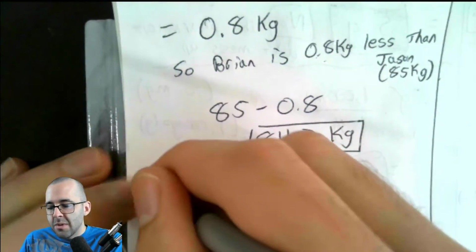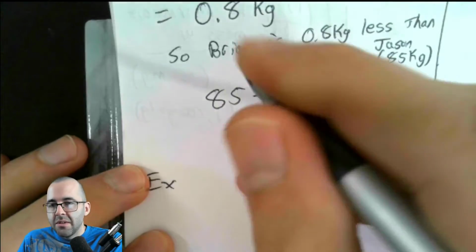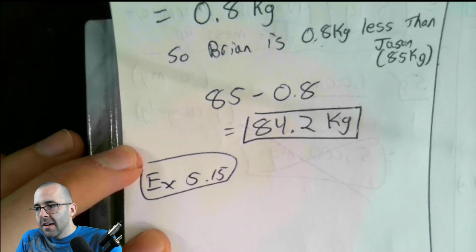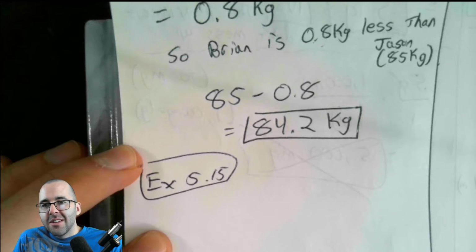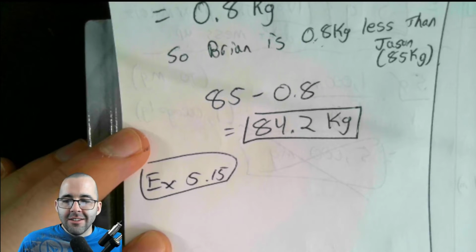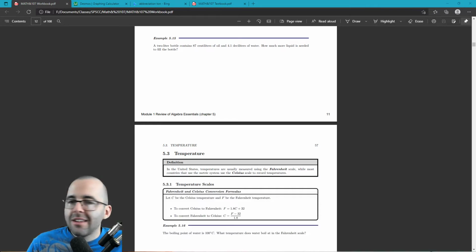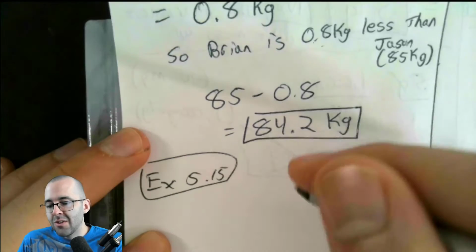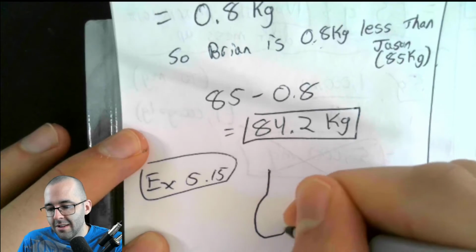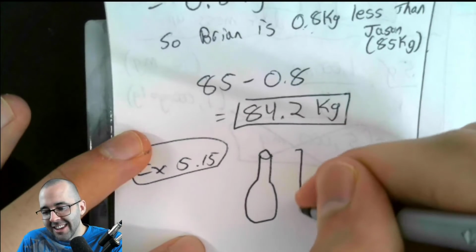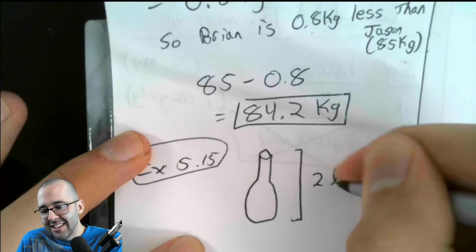So we got our next problem. Example 5.15. A 2-liter bottle contains 87 centiliters of oil and 4.1 deciliters of water. How much more liquid is needed to fill the bottle? So a picture might help too. All right, so we've got a 2-liter bottle. I don't know what kind of bottle this is. So the whole thing, right, is 2 liters.